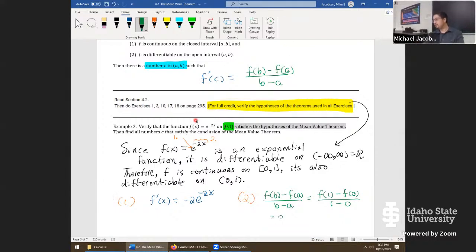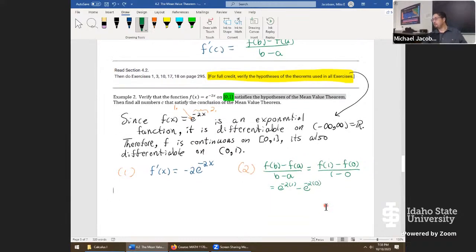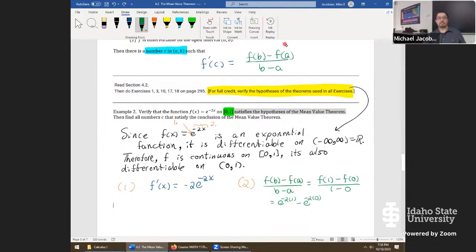First, f of 1 is e to the power of negative 2 times 1. F of 0 is going to be e to the power of negative 2 times 0. And the denominator is a glorified 1. Honestly, probably don't even need to copy it on this step. Denominator is 1, and division by 1 just gives us that. So let me leave it to this stage so we can still see that conclusion.